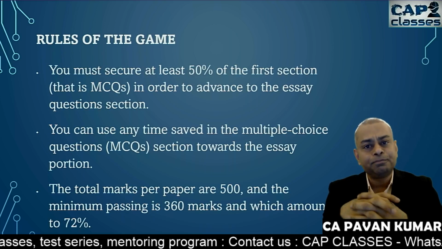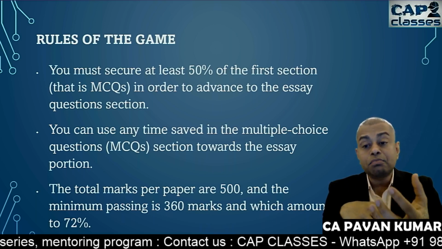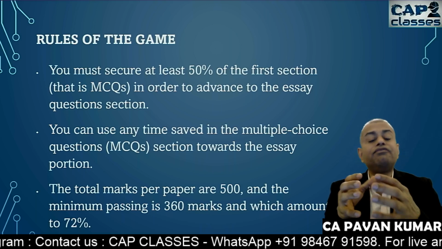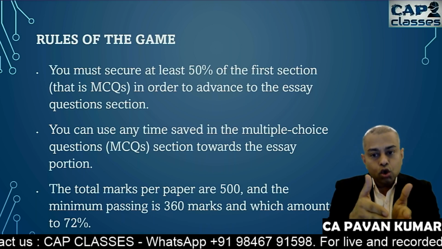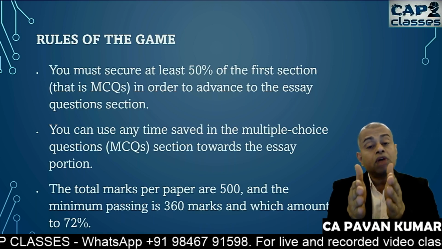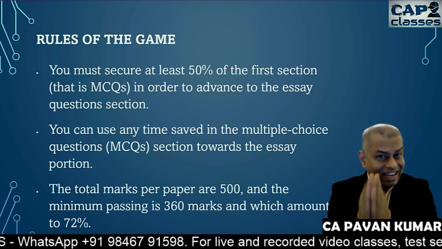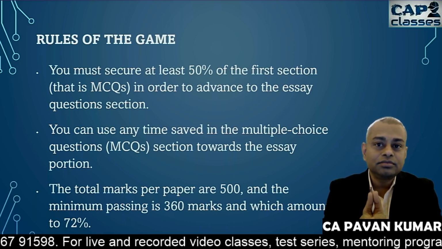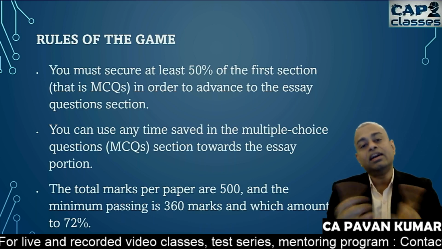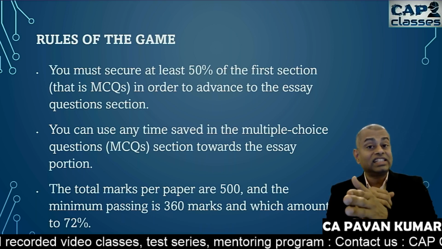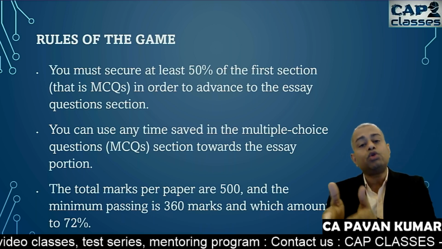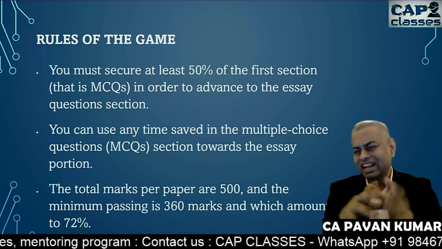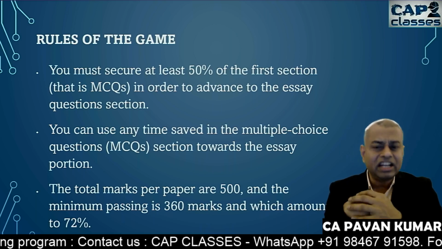So what are the rules of the game? While writing the exam, what are the points to be kept in mind? Simple. Point number 1. You must secure at least 50% in the MCQ section to go to the essay section. That means if you are not scoring at least 50%, the computer says, sorry boss, come again, because you failed. So you cannot go to the essay section. That means when the system is taking you to the essay section, you have already scored more than 50%, which is easy. 90% of the students will enter the essay section also, not a big deal.